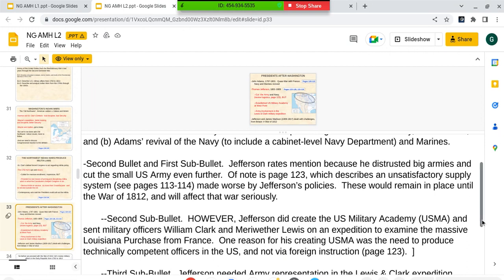Jefferson did create the U.S. Military Academy and sent military officers William Clark and Meriwether Lewis on an expedition to examine the massive Louisiana Purchase, which they just got from France. So that's the testable material here, what we just talked about.